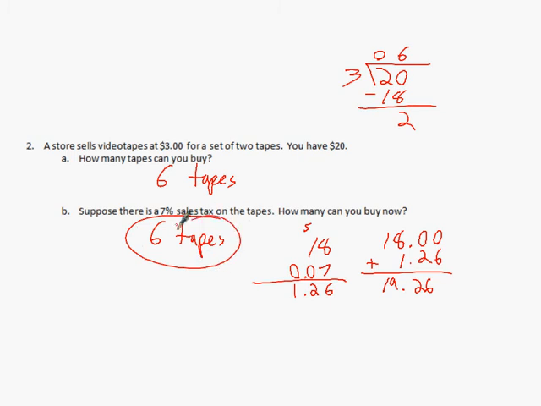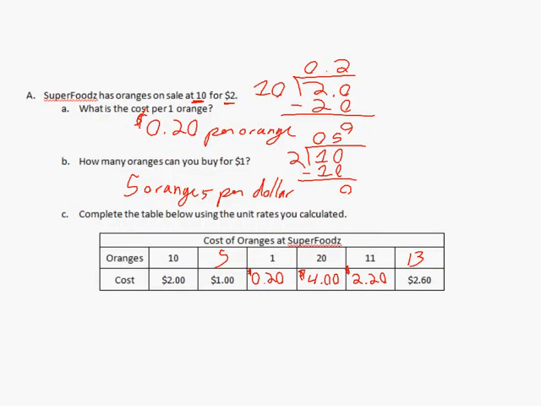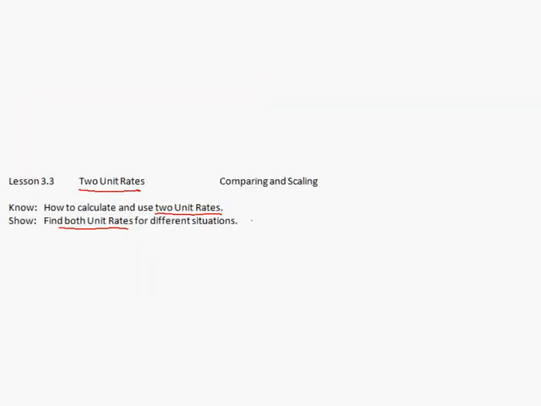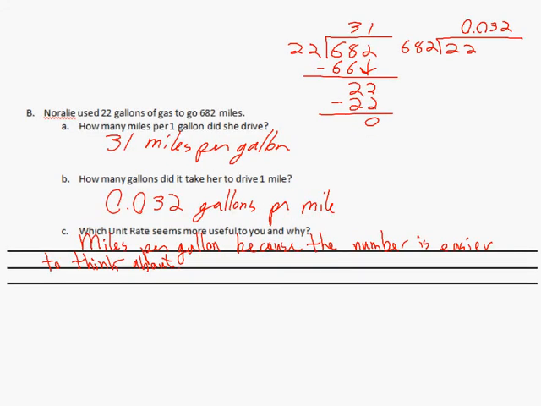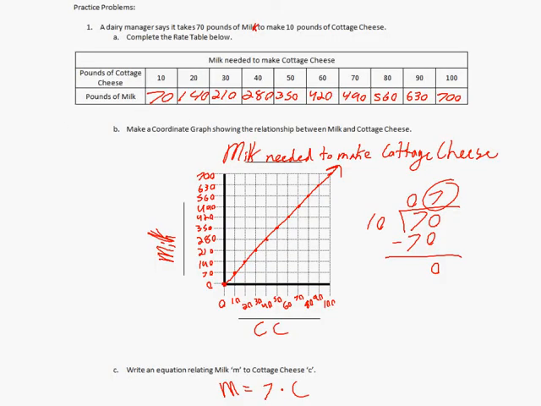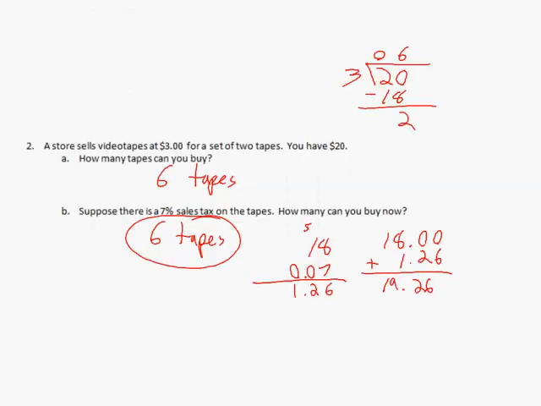Alright, let's go ahead and go back through the lesson, make sure we've answered everything completely. This was lesson 3.3 of comparing and scaling, talking about finding 2 unit rates. We found the 2 unit rates for oranges for $1 and dollars for 1 orange, filled in the rate table. Figured out how many miles per gallon Norley got, figured out how many gallons per mile it took her to drive, and written a question. Filled in a table, made a graph and equation, and then answered a final question. This is the end of lesson 3.3 of comparing and scaling, and this is actually the end of the unit, comparing and scaling.